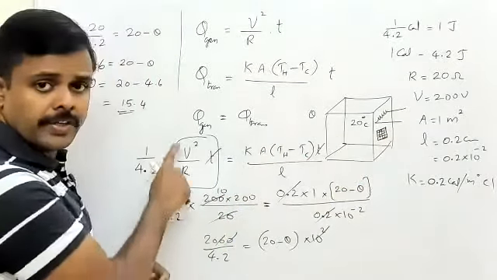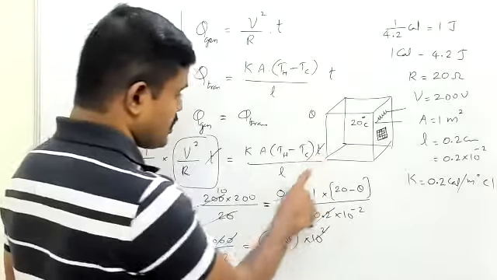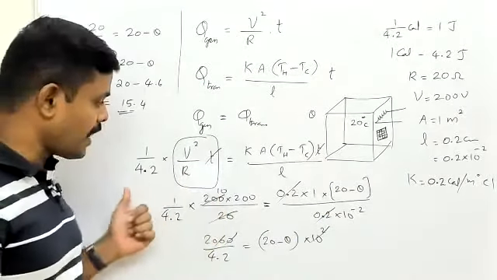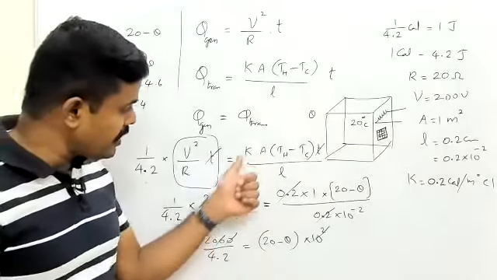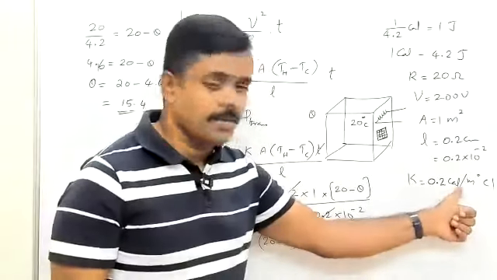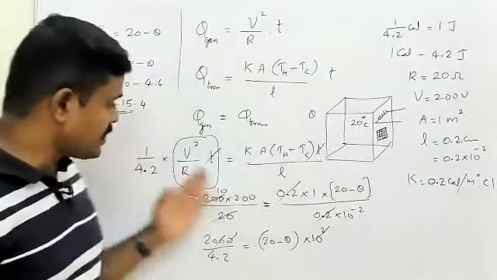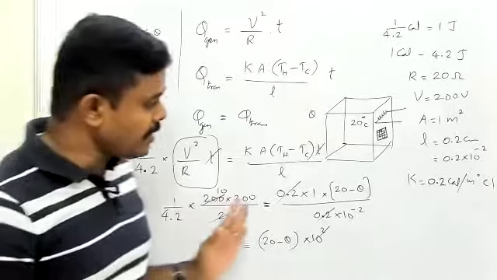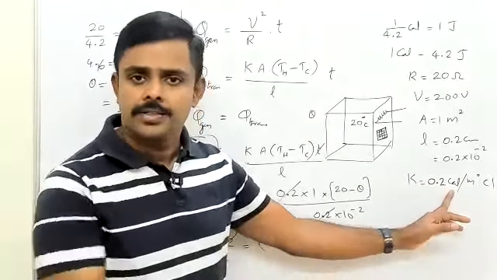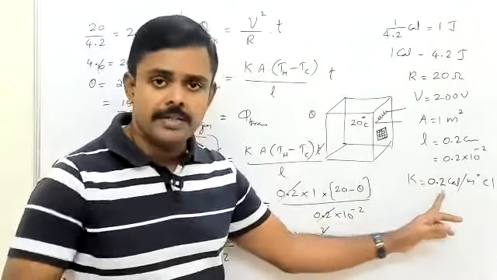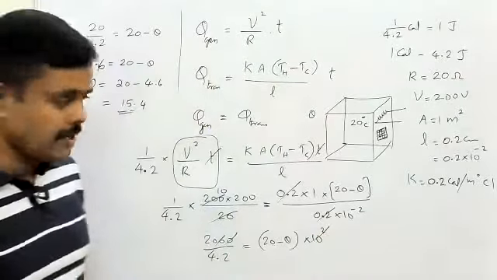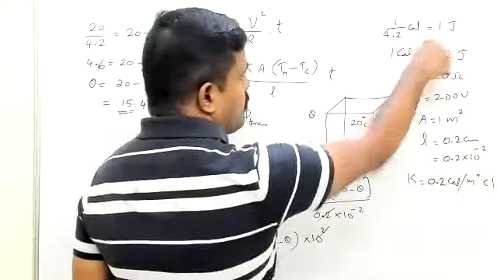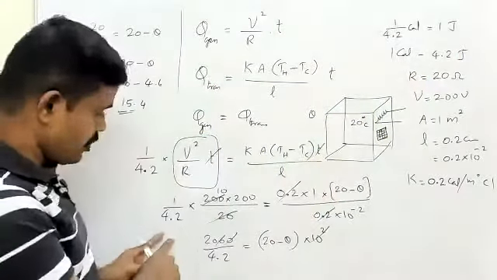Anyway, I'm just putting the value: V square by R into T is equal to K into (TH minus TC) into T divided by L. This is in joules, but it's better to get it in calories. Why? Because the right side has K, which is given in calorie per meter. So it is desirable to have the left side in calories rather than in joules. Converting the right side to joules is really difficult. For that, 1 joule is 1 by 4.2 calorie.